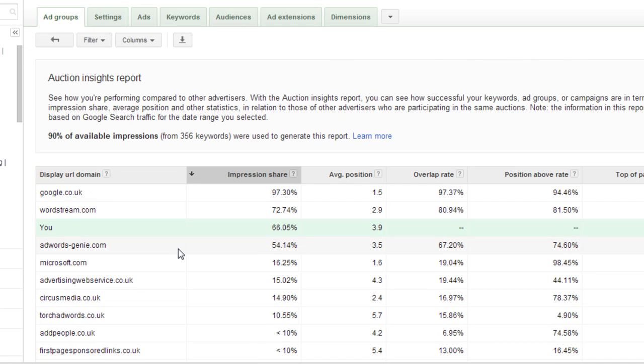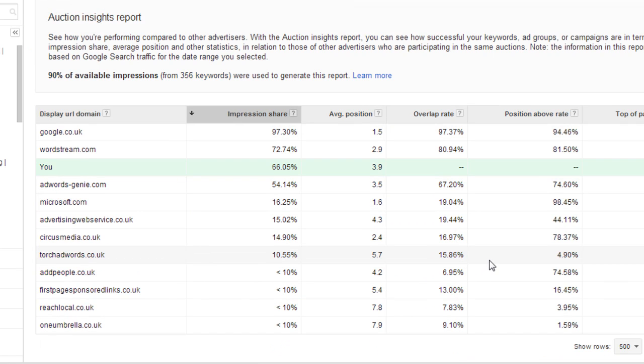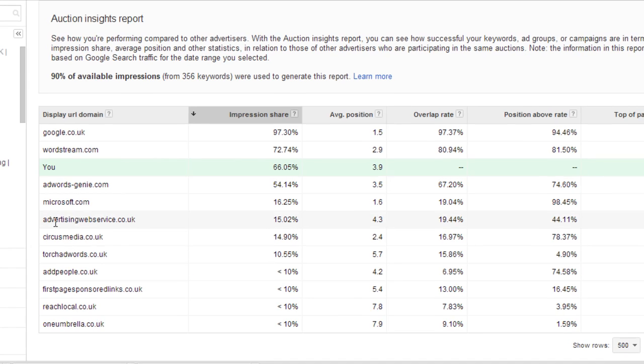And what Google will do is they'll show you which other advertisers are bidding on the same terms as you in that particular campaign, and they'll show you which advertisers generally are ranking above you. So that's interesting in itself, but then what I would do is I would look up these advertisers and I'd have a look at their landing pages.